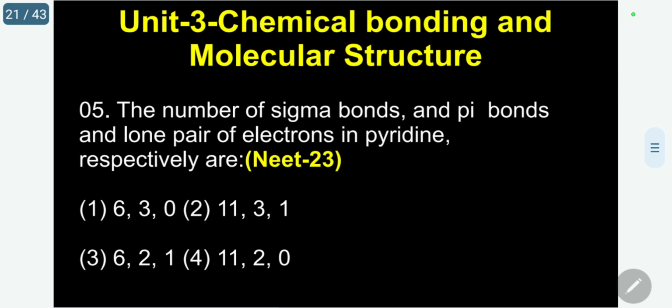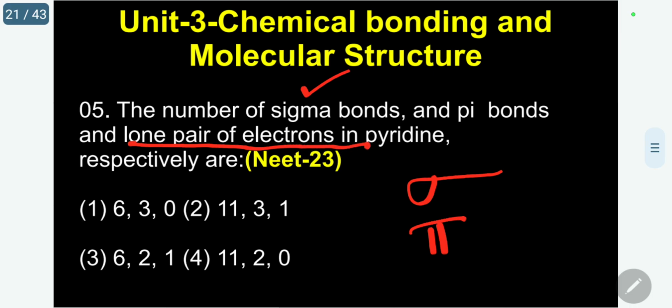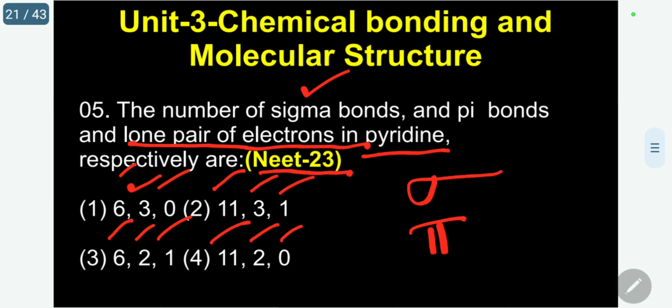The number of sigma bonds, pi bonds and lone pairs of electrons in pyridine, respectively, are... This question was asked in NEET 23. Kindly follow. The options are: 1) 6, 3, 0; 2) 11, 3, 1; 3) 6, 2, 1; and 4) 11, 2, 0.